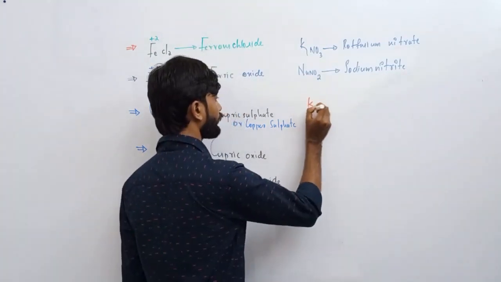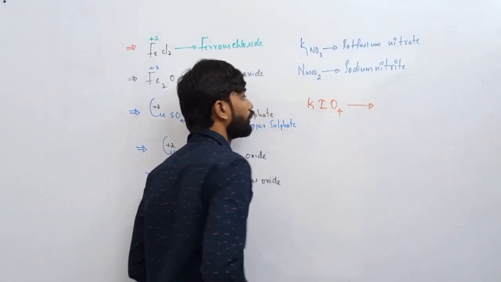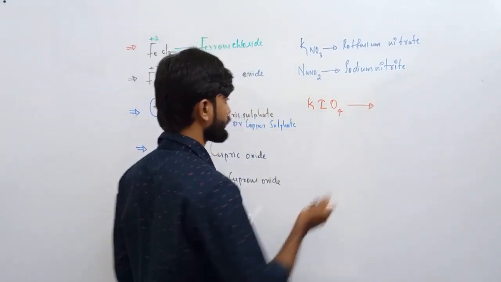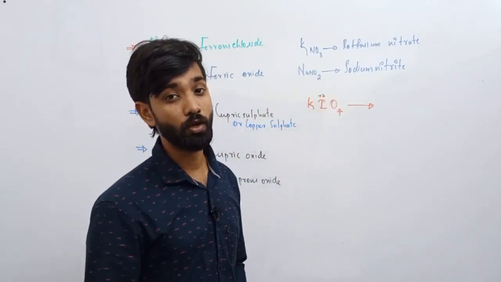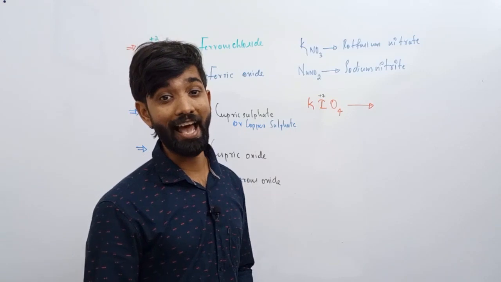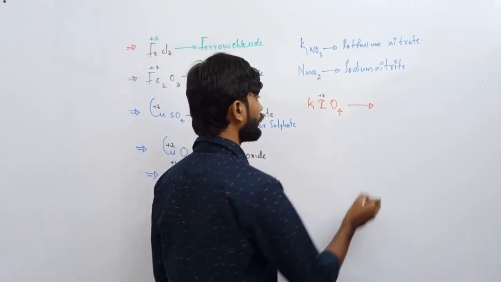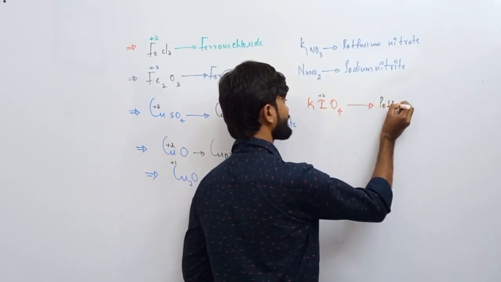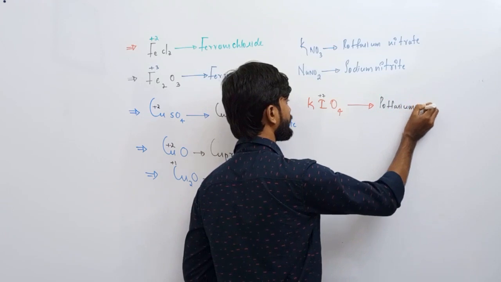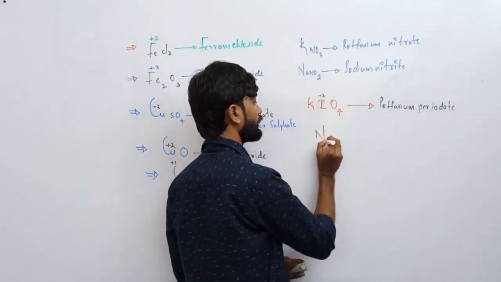Listen. Let's have KIO4. And this is an oxoacid salt, right? Oxoanion, something like XO4 minus, perhalate ion. So here the halogen is iodine. So it will be periodate ion. So this is said to be potassium periodate.